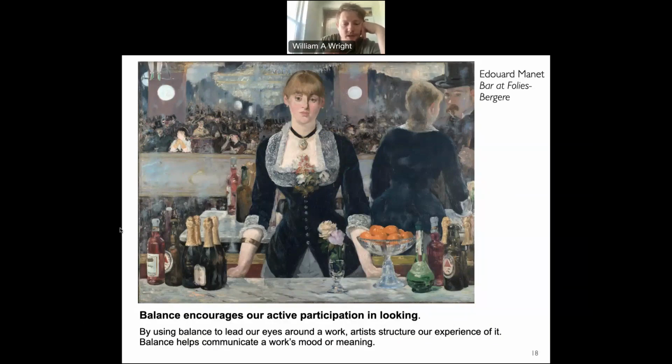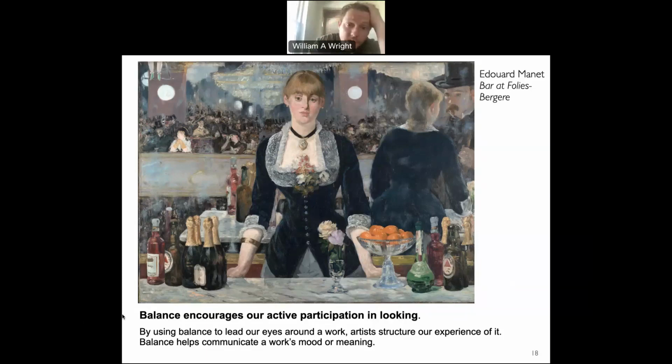And then, the artist in doing these things with balance, especially when it's slightly asymmetrical, gives us things to latch onto and really break down. And so it creates fun in our experience of things. It communicates a work's mood or meaning.